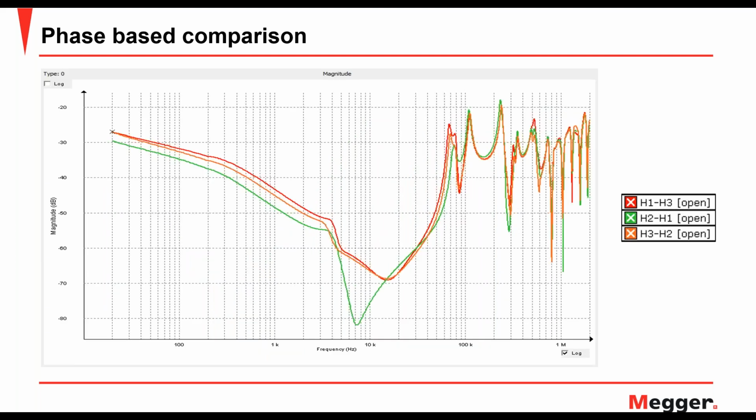This is another example of open circuit measurements done on the three phases. You can see it's a delta connected winding, and you can see on the middle phase the response is different in the lower frequency range.